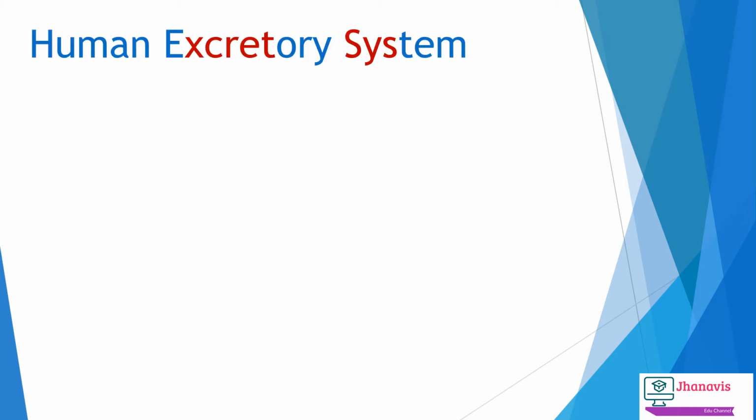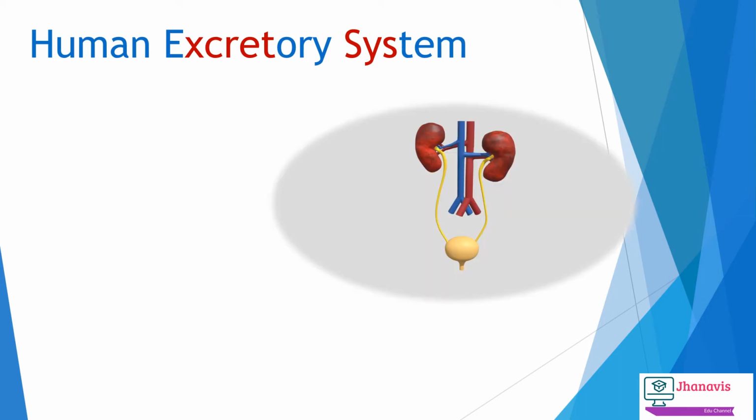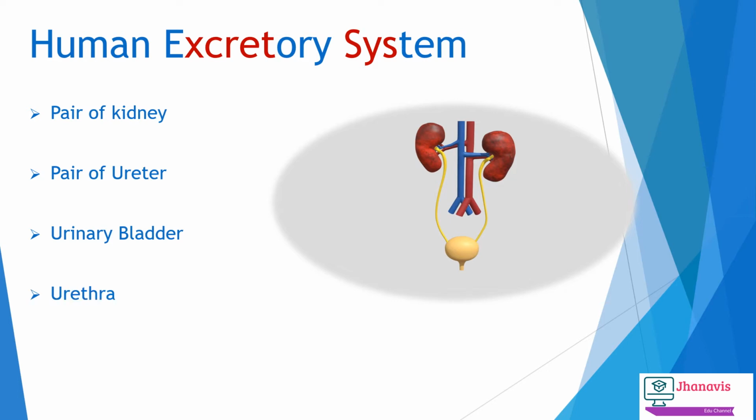Now let's talk about the human excretory system. You can see the diagram here, where you are visualizing two kidneys, a pair of ureters, a urinary bladder and urethra, through which the urine is passed out. So when we talk about the human excretory system, remember these points: two kidneys, a pair of ureters, the urinary bladder, and also the urethra, through which the urine is passed out of the excretory system as waste.